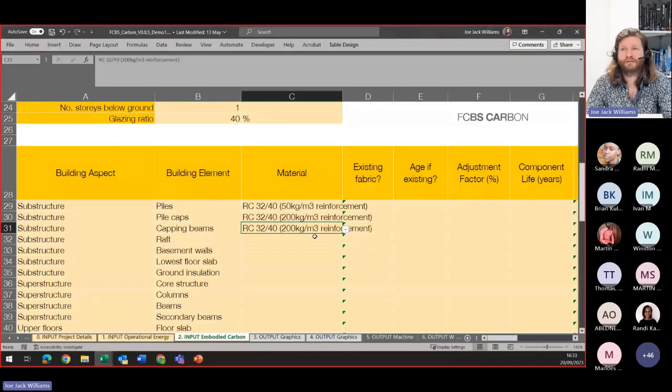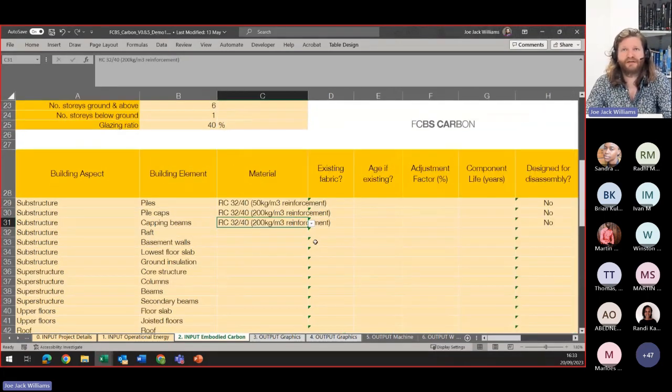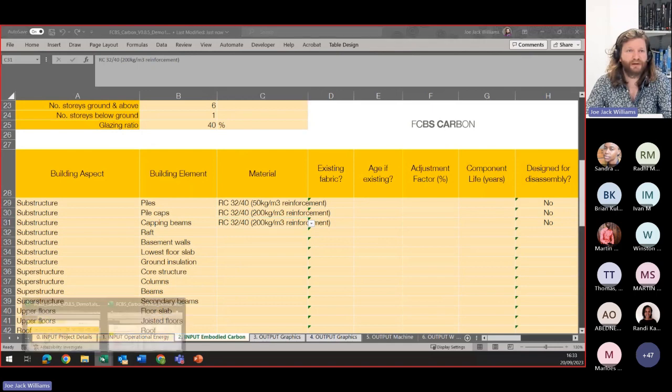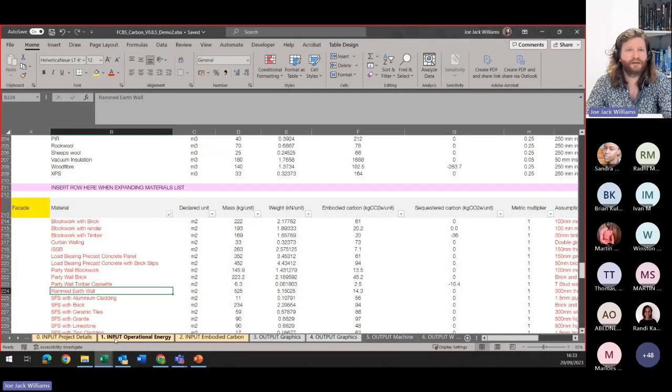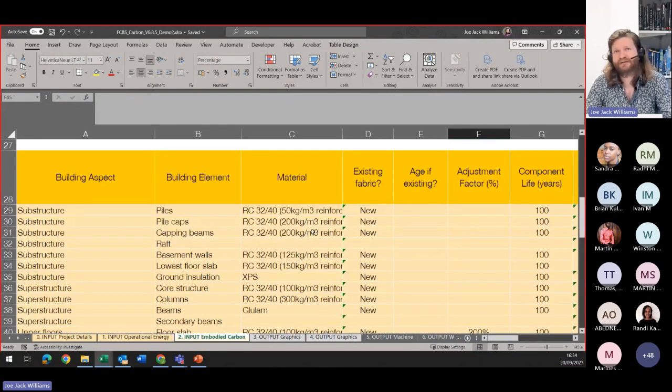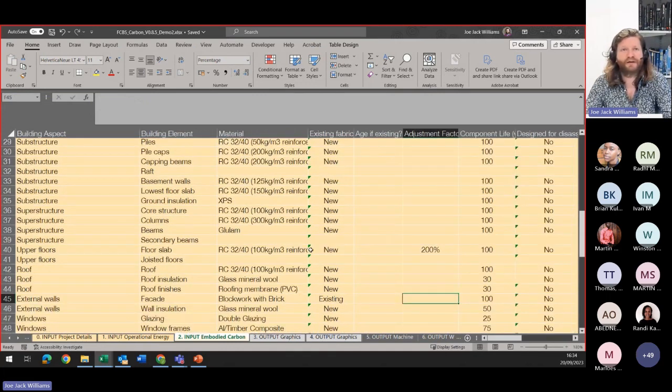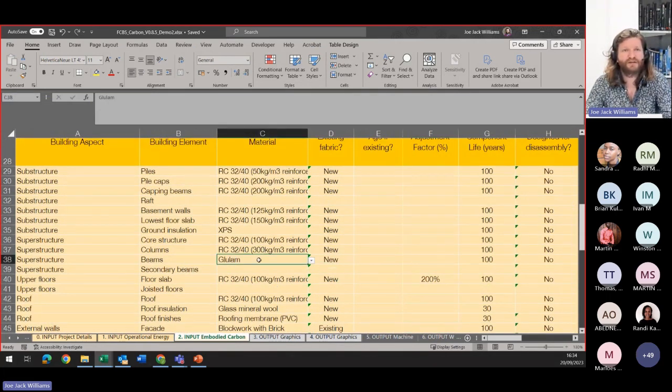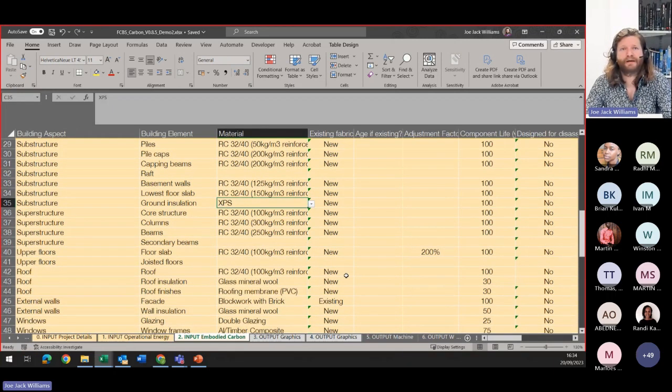Now, I'm sure this is what you'd all love to see, me filling in a spreadsheet, but let's not bother. Let's go to one I've pre-done. Here you go. So you can see I've filled in all of these. And, oh, I changed it to glulam. Let's just put that back to concrete. So I filled in all the ones that we need to fill in.